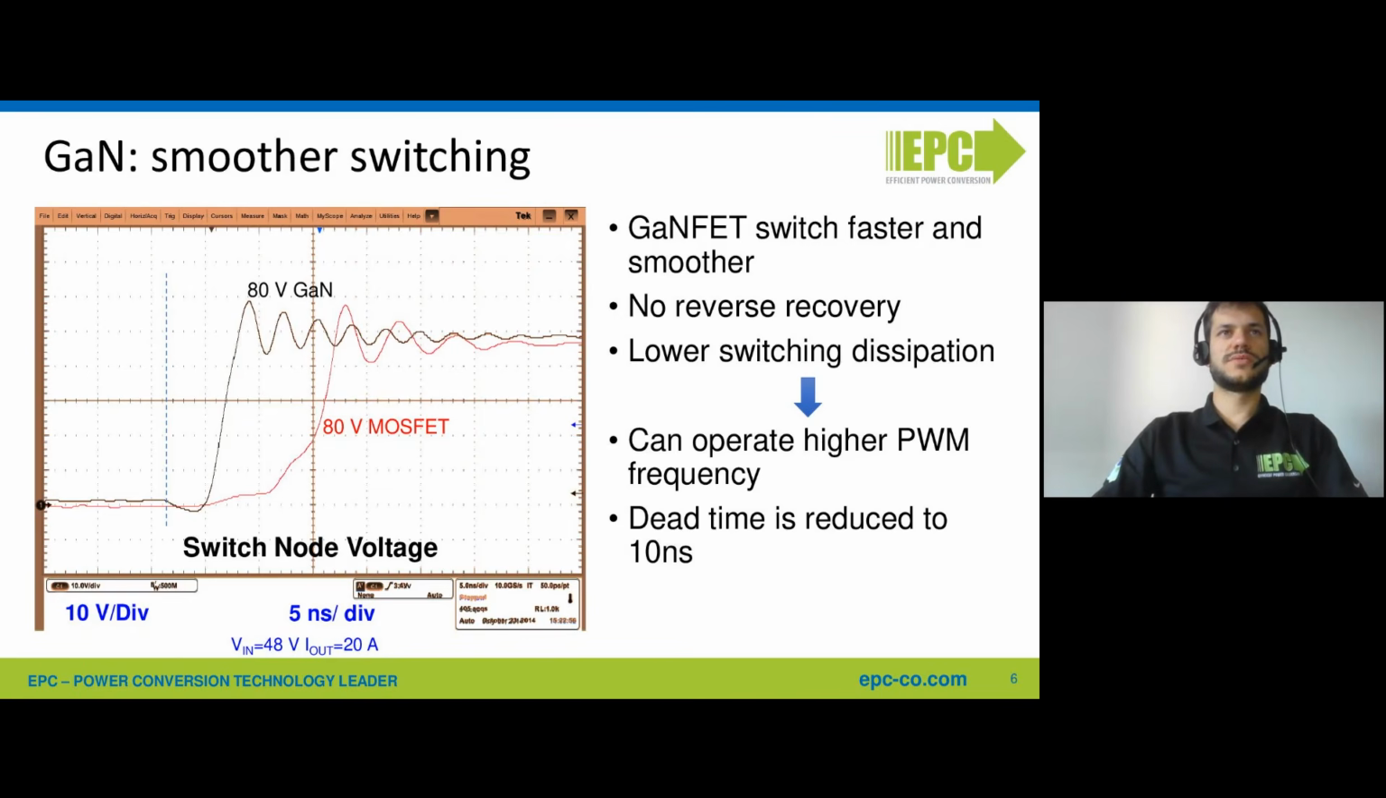Everything starts, all the future considerations start, from the fact that gallium nitride devices switch faster and a little smoother than silicon MOSFETs. Here in this graph, you can see the difference between the transition of an 80 volt rated gallium nitride FET and of an equivalent 80 volt rated silicon MOSFET. So thanks to the faster transition, it's possible to reduce the dead time and also increase the switching frequency because of the lower switching losses.